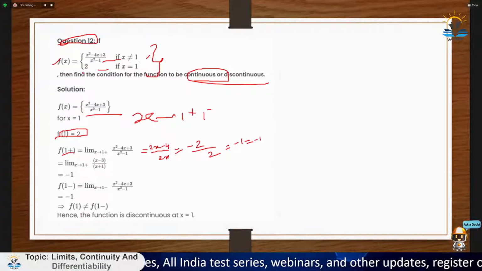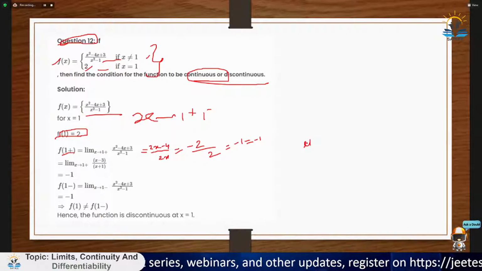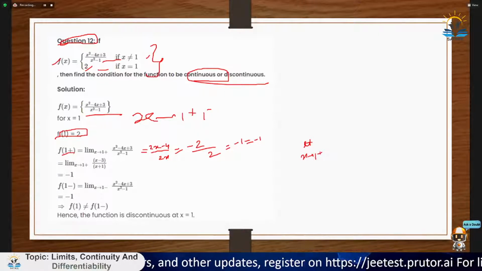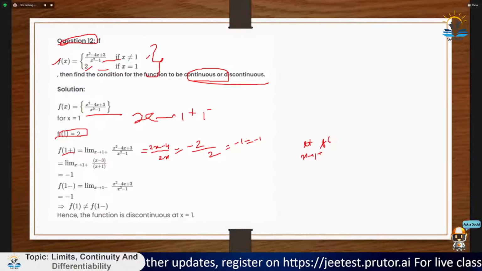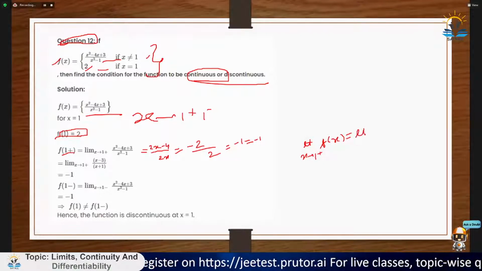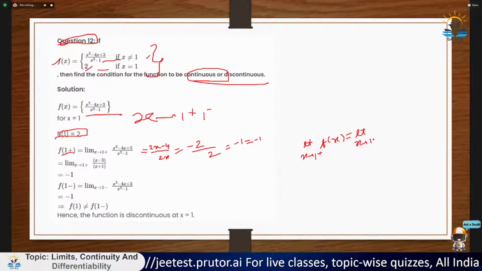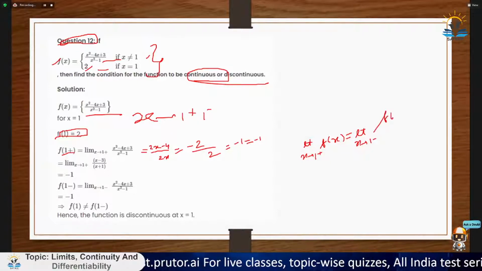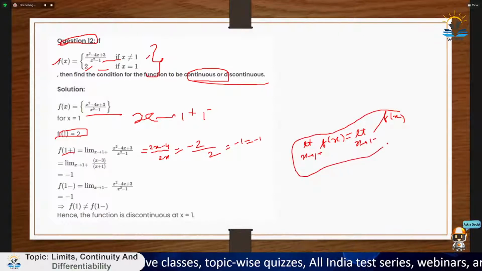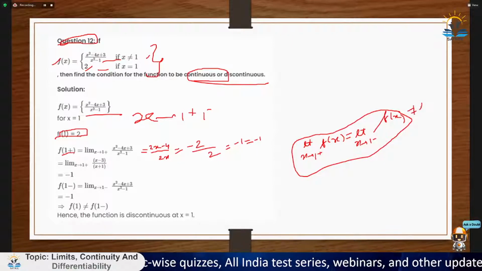But the value of the function at x equal to 1 is equal to 2. So basically, the limit of x tending to 1 plus of f(x) is equal to the limit of x tending to 1 minus of f(x). This condition implies that the limit exists at x equal to 1, because LHL is equal to RHL. But it is not continuous, because this is not equal to f(1).